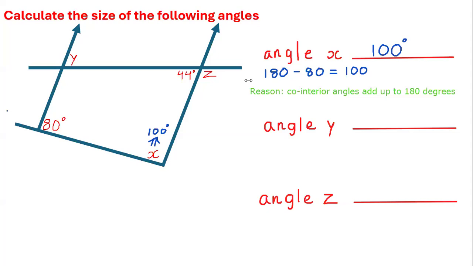I think y is 44 because it makes a Z shape. I think it's a Z, so it's 44. Anyone else? So we got 136, we got 44. I think it's 136. But all angles on a straight line equal 180 degrees, right? Angles on a straight line, 180 degrees.